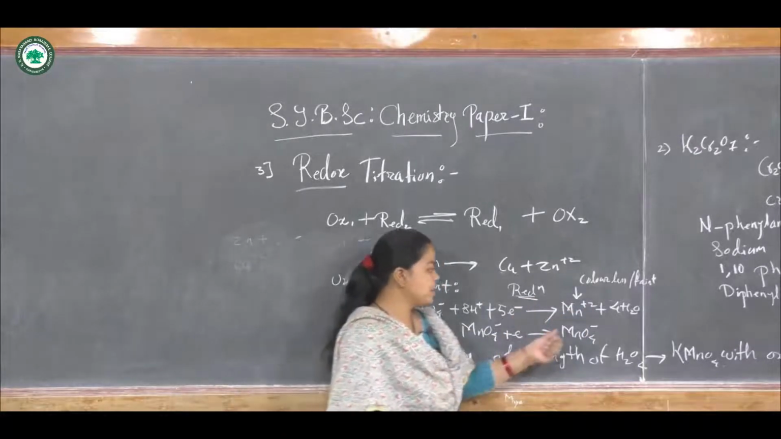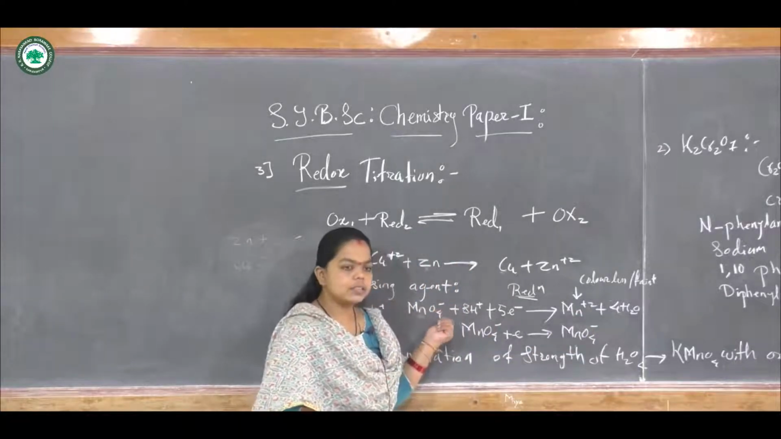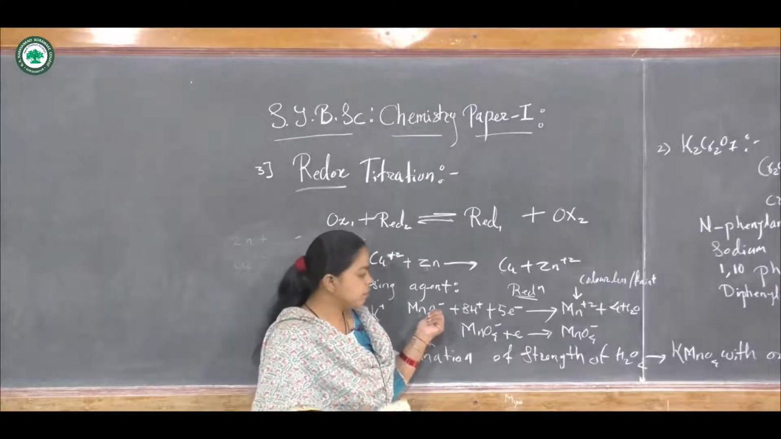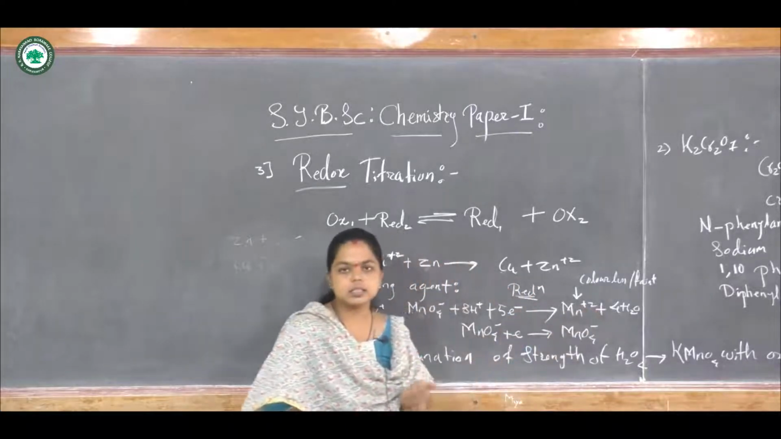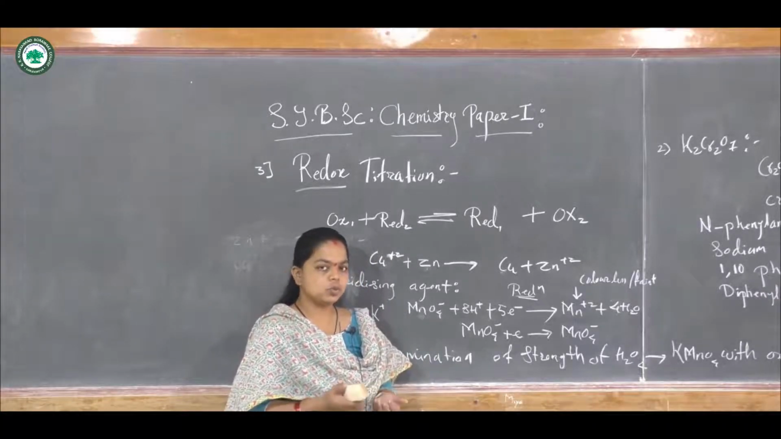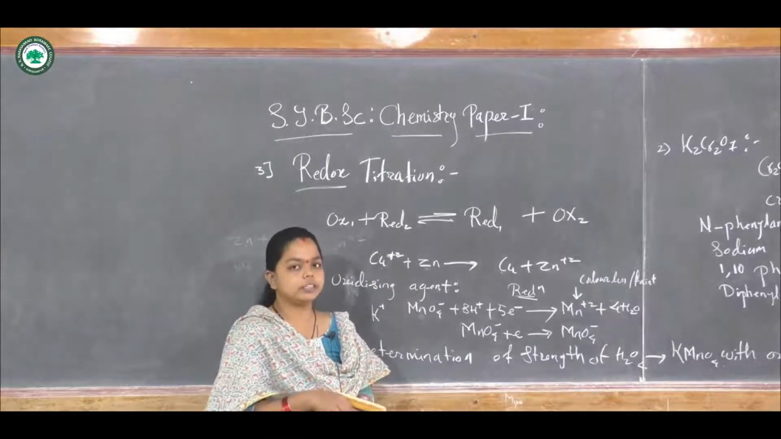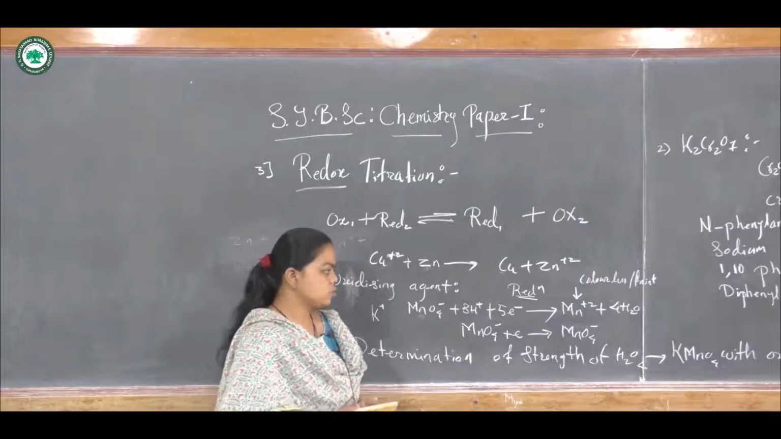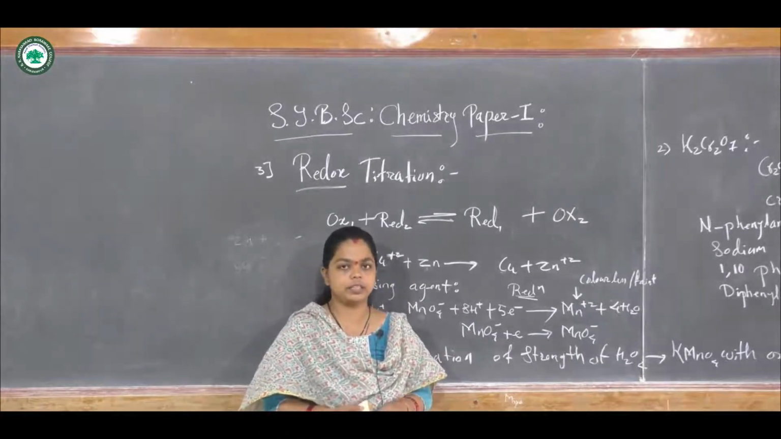And after the formation of Mn+2 ions, what happens? The MnO4 ion, or Mn in the +7 oxidation state, has a purple color, but when it is reduced to Mn+2, it is colorless, or very faint pink in color. So there is a change in color, and due to the change in color at this point, the end point of the titration can be indicated. So KMnO4 is a very strong oxidizing agent and acts as a self indicator.